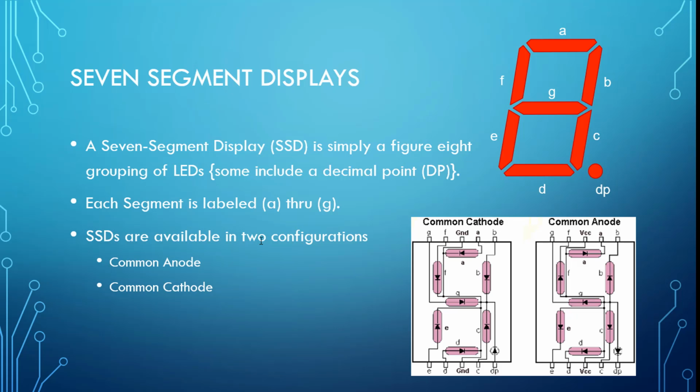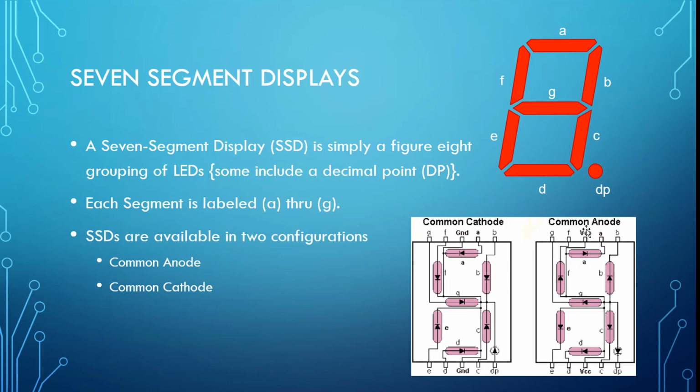There are two models available: common anode and common cathode. The first configuration is common cathode. Here, the common pin is a ground pin, so we would hook up our common pin to ground, and then send a 5-volt signal, our digital high signal, to A, B, C, D, E, F, or DP for our decimal point, for whichever segment we want to light up.